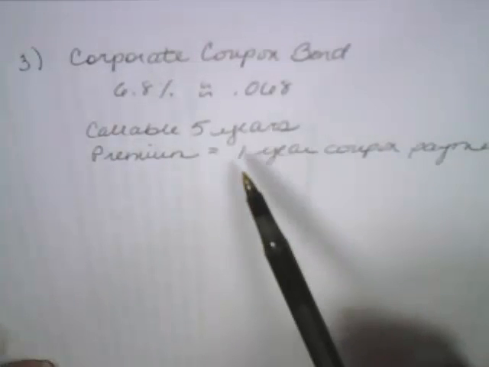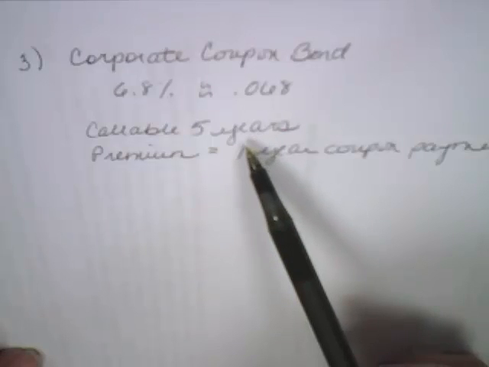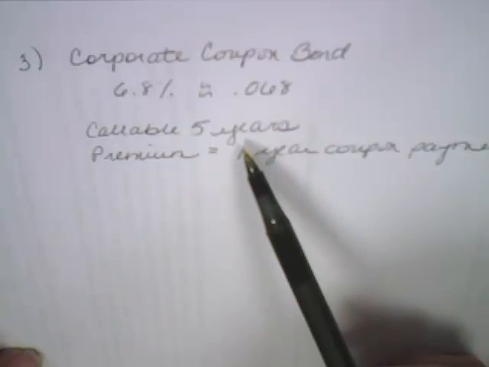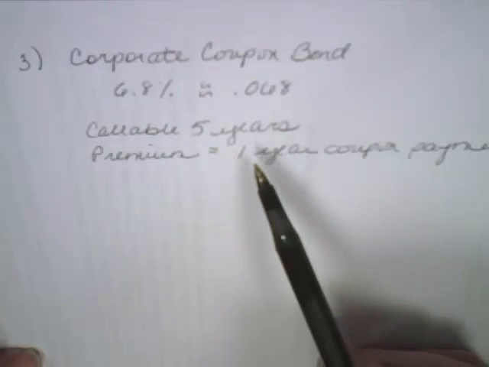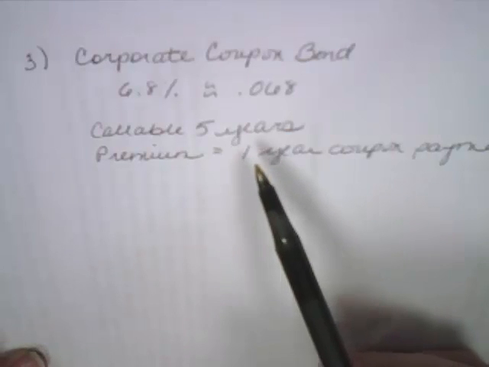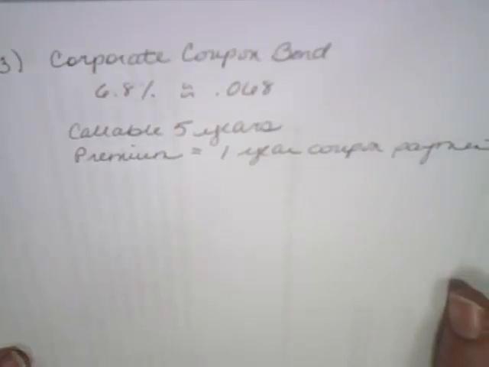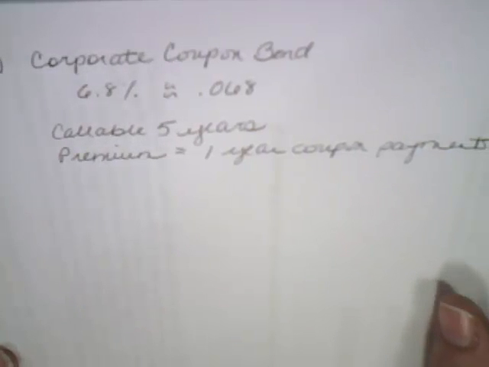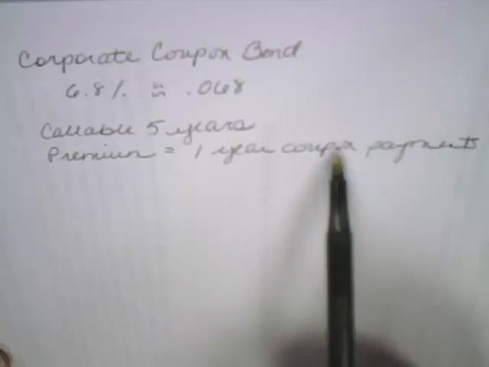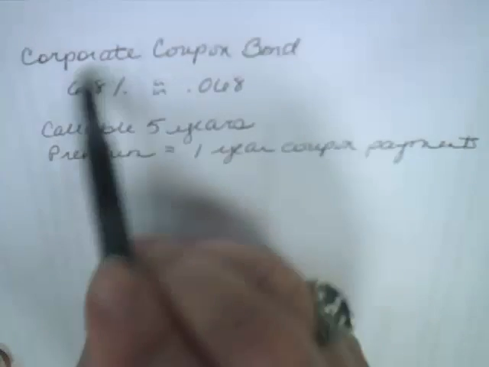Now, the philosophy is basically this. If a corporation is calling in their bonds, that means they're going to go ahead and pay the people off. So that means they're going to have to pay off the original $1,000 per bond, and then of course there's this bond premium that they're also going to have to pay. Well, the problem tells us how much the bond premium is going to be. It's going to be 1 year of coupon payments, and we know that 1 year of coupon payments is going to be 6.8%.